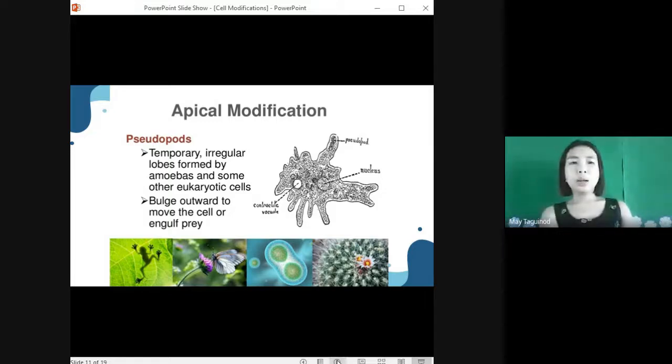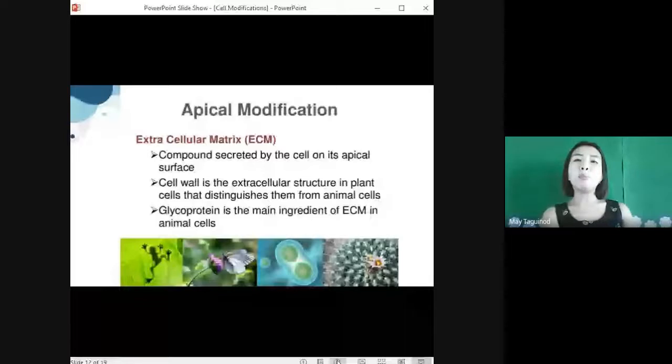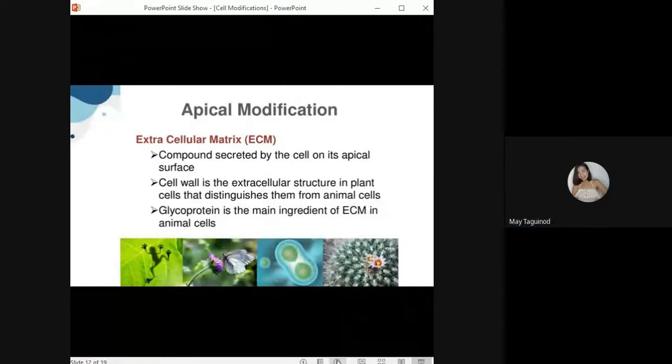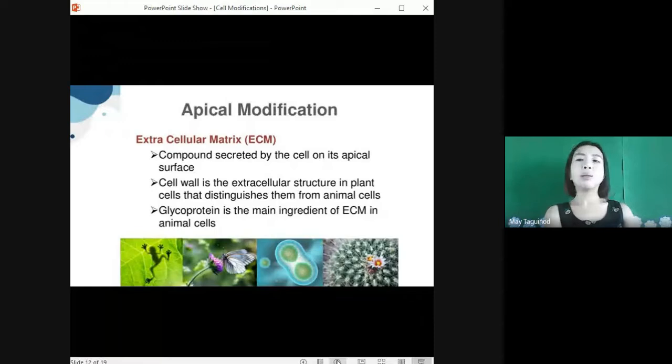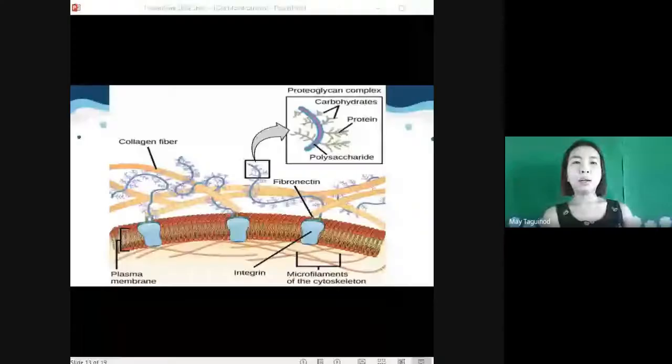Okay? So let's move on with the ECM, or the extracellular matrix. It is a compound secreted by the cell on its apical surface. The cell wall is the extracellular structure in plant cells that distinguishes them from animal cells. So glycoprotein is the main ingredient of the ECM in animal cells. Okay, so this is the ECM.